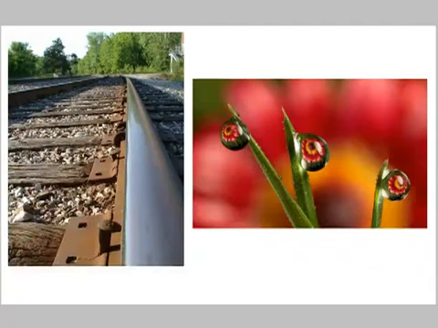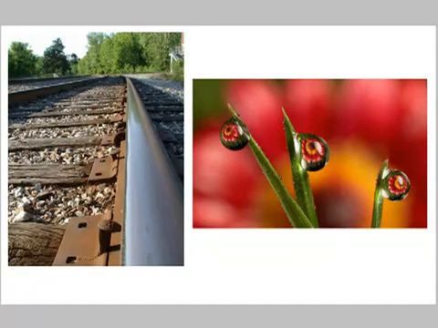The term depth of field is used to describe how much of an image is in focus compared to how much of it is out of focus. So for example, in the image on the left of the train track, everything is sharp, from the foreground right to the background. Whereas in the image on the right, only the blades of grass and the water droplets are actually sharp. The rest of it is out of focus.